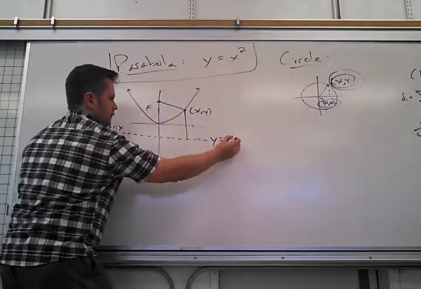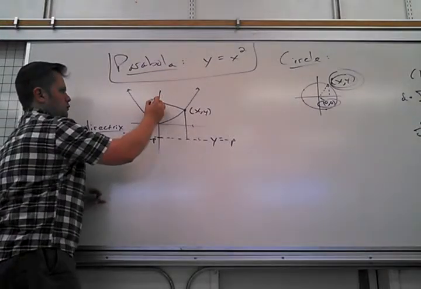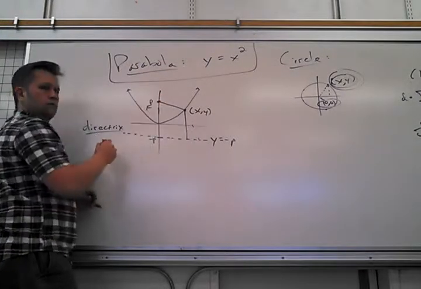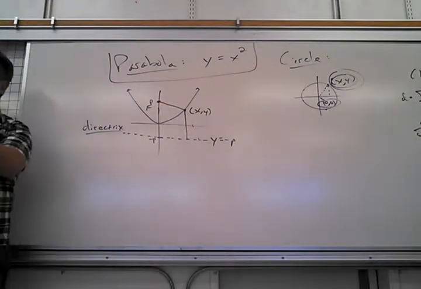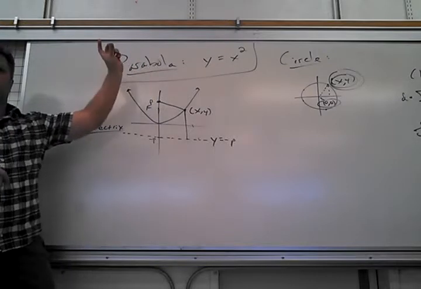This one is negative p. This one's down p. The focus will be up p, basically. Right? And then we'll also talk about parabolas that open left or right next. And all I have to do for those is just switch the x and y.